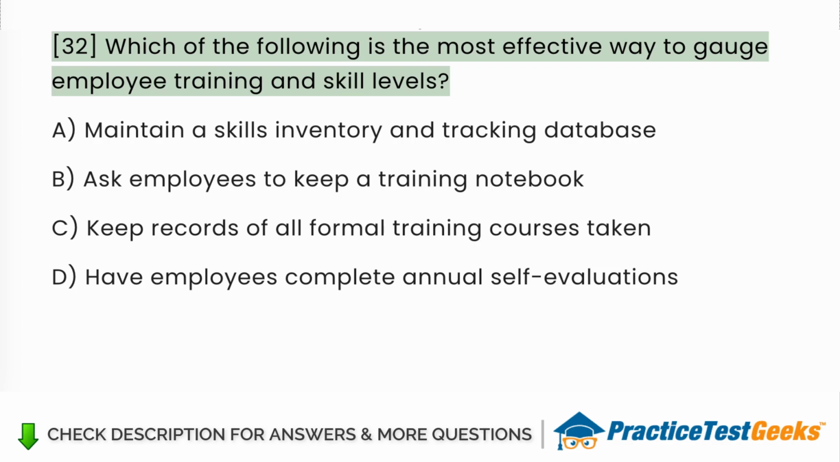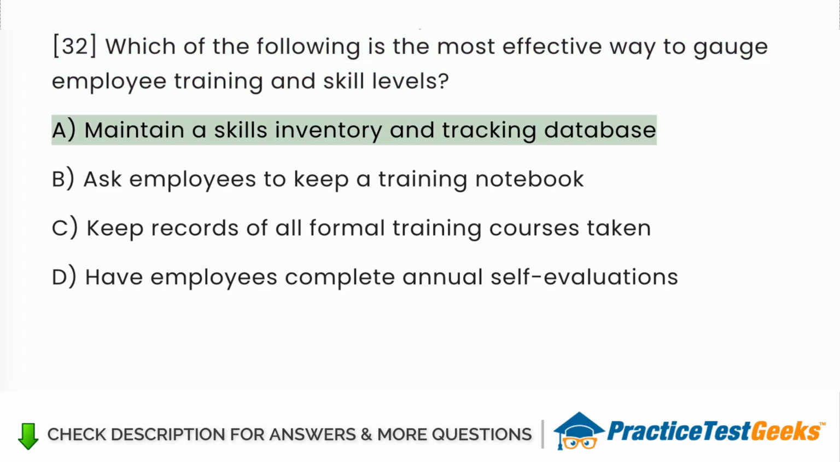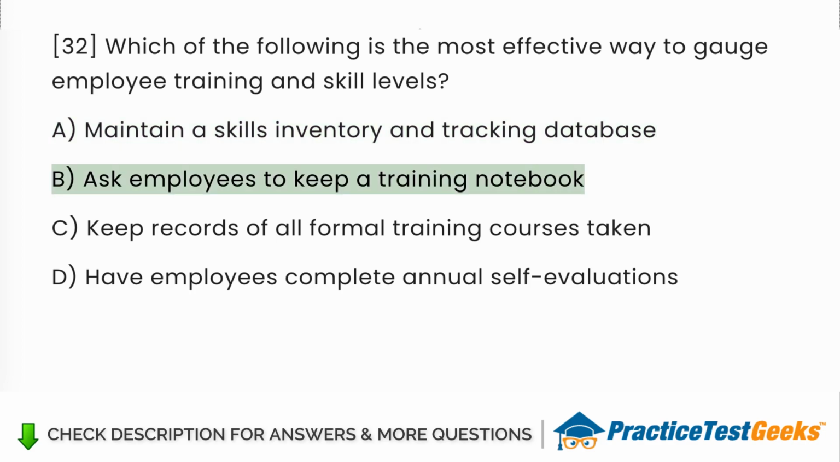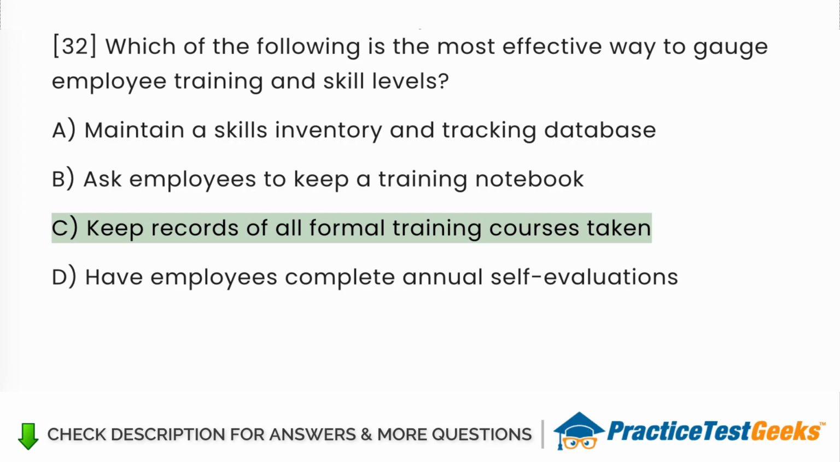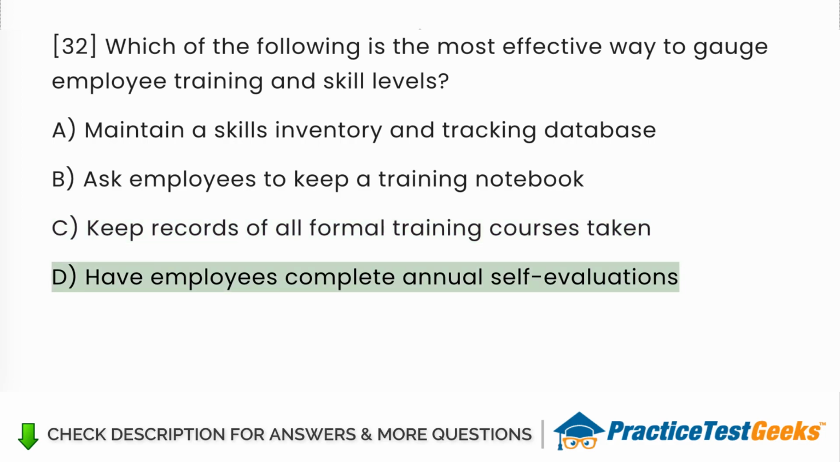Which of the following is the most effective way to gauge employee training and skill levels? A. Maintain a skills inventory and tracking database. B. Ask employees to keep a training notebook. C. Keep records of all formal training courses taken. D. Have employees complete annual self-evaluations.